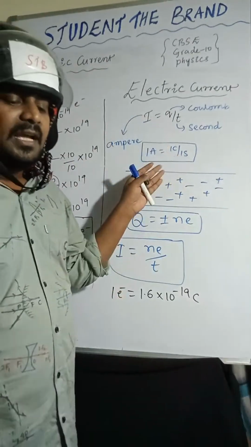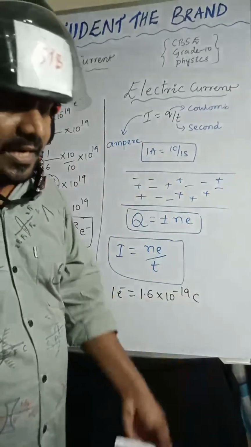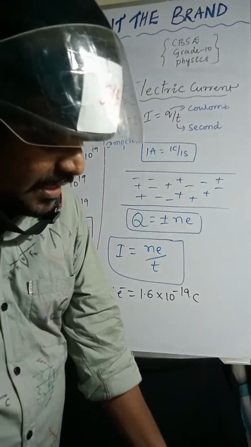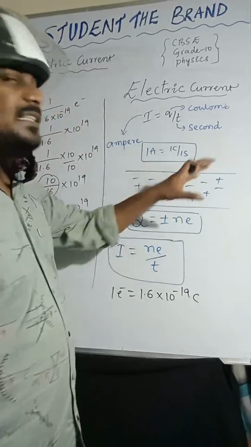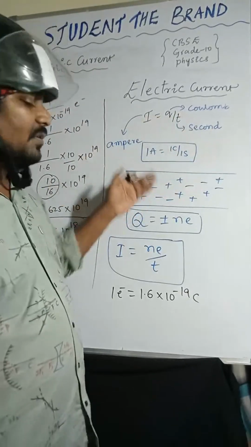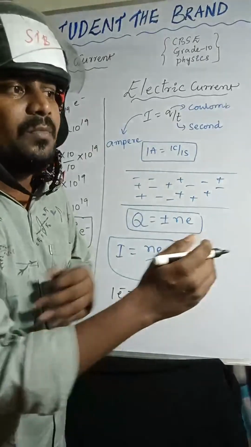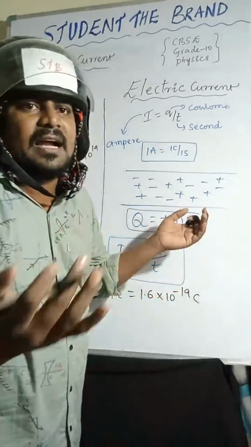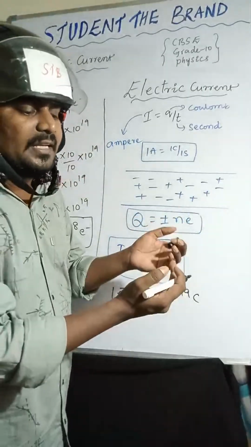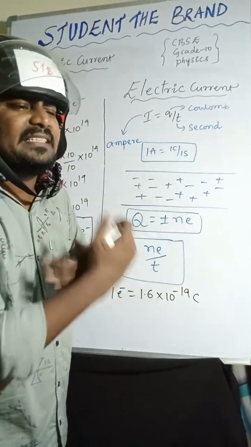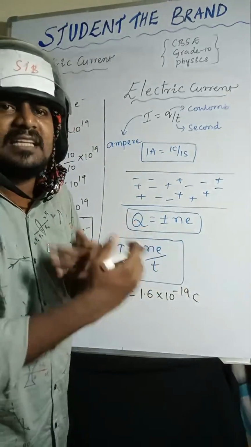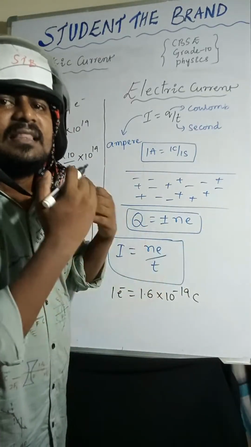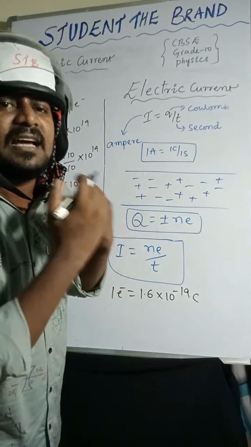Inside of the conductor, many charges will move, so it is not only one or two. If only one electron moves, we can't say current is flowing. If only two electrons flow, we can't say current is flowing. There are many charges moving inside of the conductor. That's why only then we can say current is flowing.